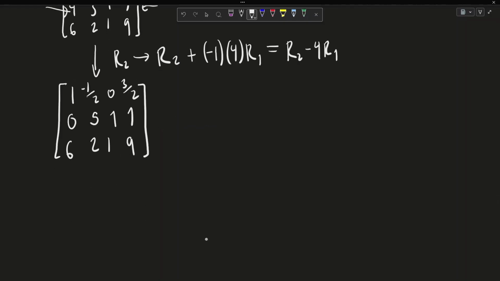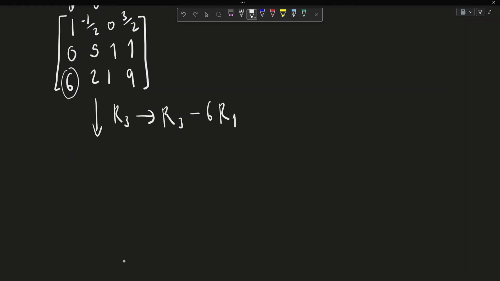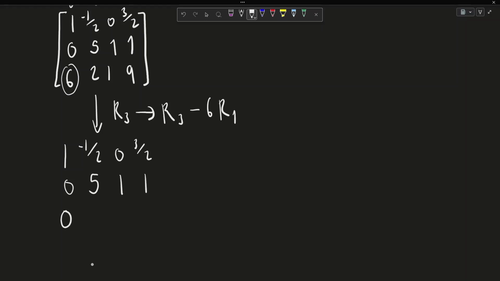Again, we want to make sure that all of the values below each pivot are 0. Since we've identified this 1 to be a pivot, this 6 must also be a 0. So we'll do the same thing with the third row: row 3 will be transformed into row 3 minus 6 times row 1. Here again we observe that rows 1 and 2 are unchanged. Since we've now subtracted 6 here, we then do negative 6 times negative 1/2, so we get plus 3. This is also 5 then. We do negative 6 times 0, so this is unchanged. And then negative 6 times 3/2, which is negative 9, so this is 0.